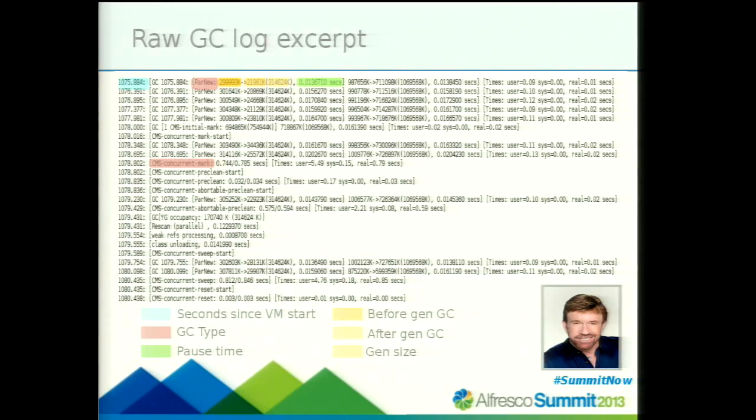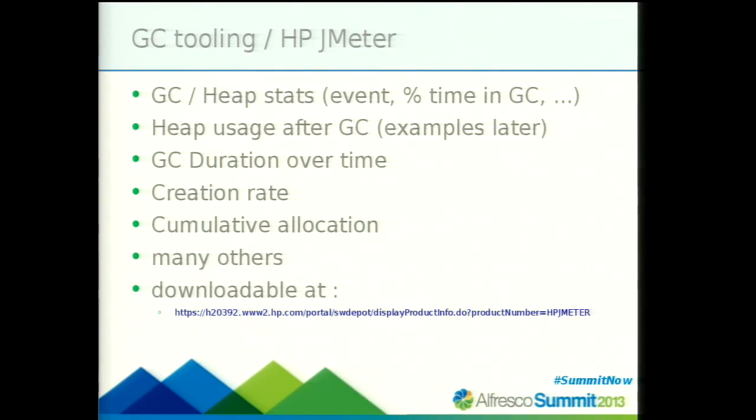If you are Chuck Norris, you can read the logs yourself. For example, you can see the purple one is the GC type. So you have ParNew, which is going on in the new generation. You have CMS, different types of CMS. The pale blue in the top left is the timestamp since the VM start. The pause time is important. And you also have the size of the memory before, after, and the potential size of that generation, depending on your configuration.